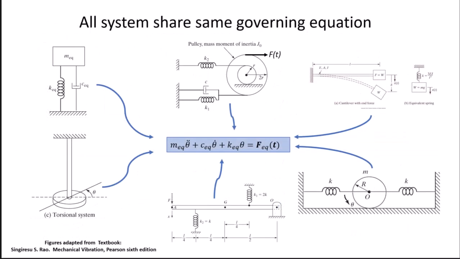We have done several examples: a mass spring damper system, a torsional system, a rotating bar, a rotating disc, a cantilever beam with a mass at the end, and this pulley with 2 springs. We see that we got for all of them the same second order differential equation. In the next presentations, I will spend some time solving this differential equation.